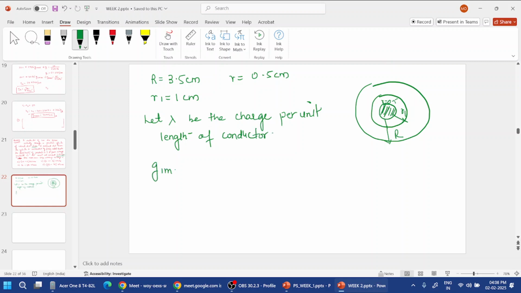Then G1 max at the conductor surface is Q divided by 2 pi epsilon naught r, okay, and then G2 max at the second surface will be Q divided by 2 pi epsilon naught epsilon R small r1, because it is porcelain which has a permittivity of 5.